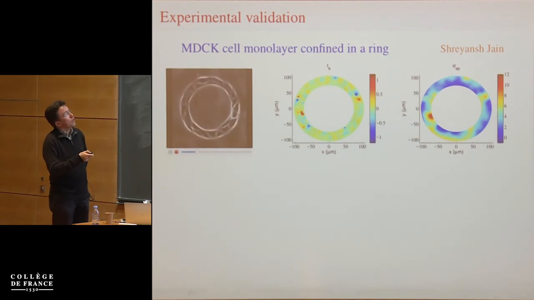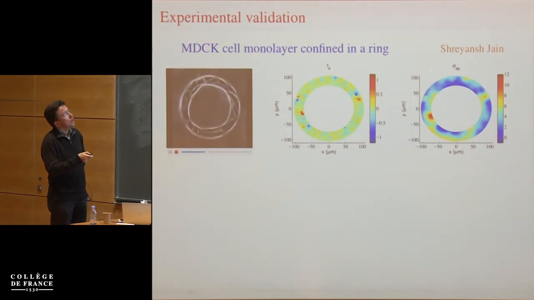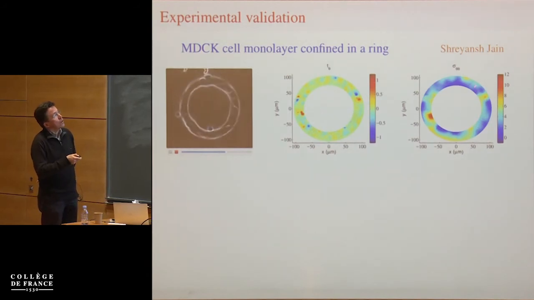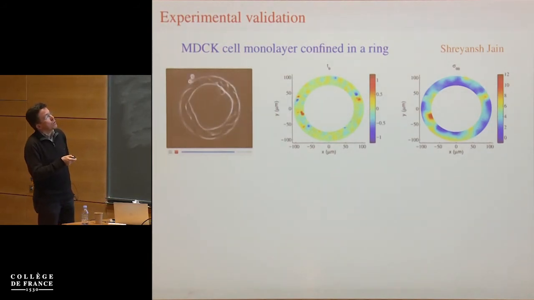What you see here on the right is a typical snapshot of the azimuthal component of the traction force field, and here a typical snapshot of the azimuthal component of the inferred stress.